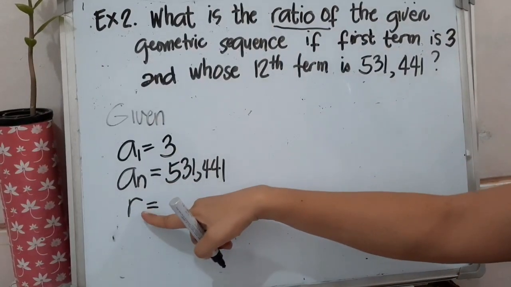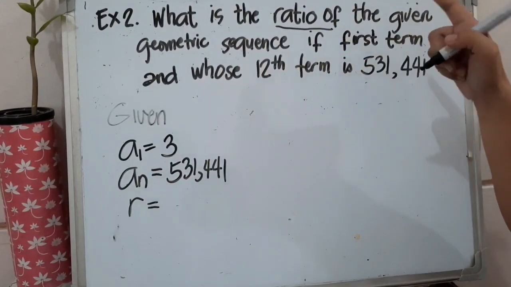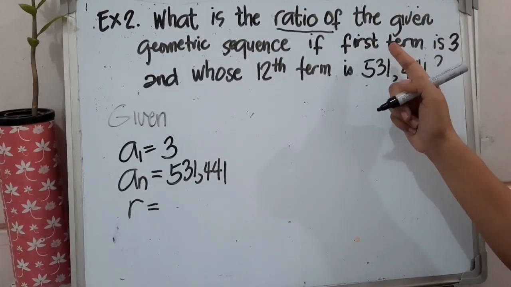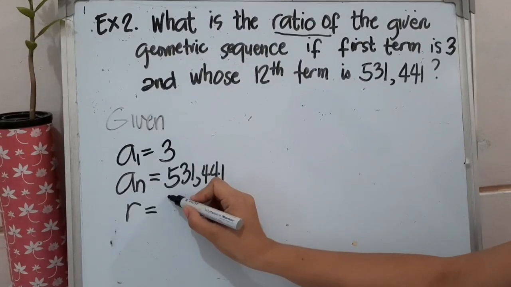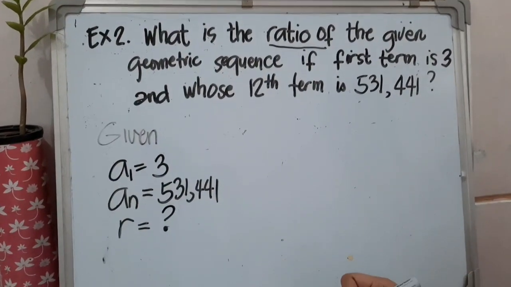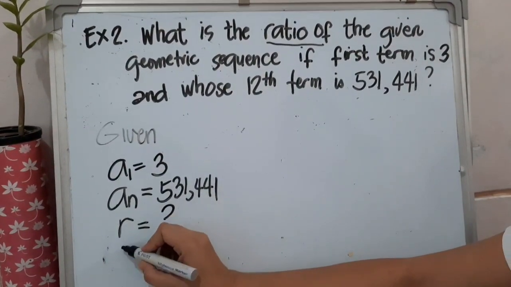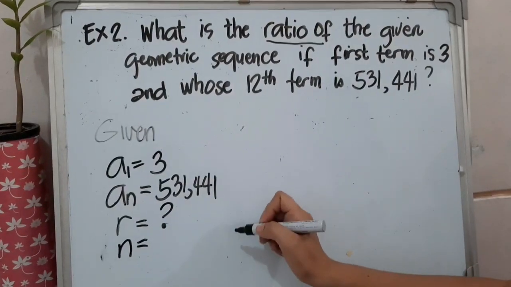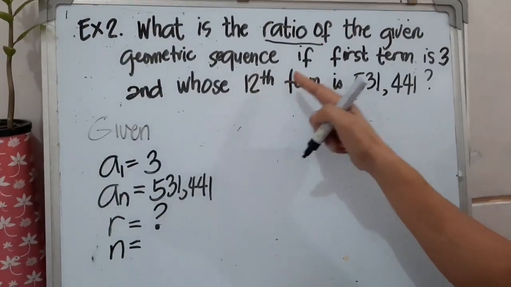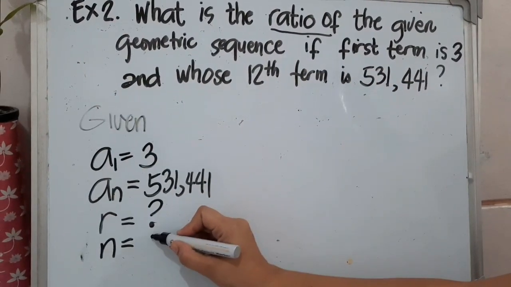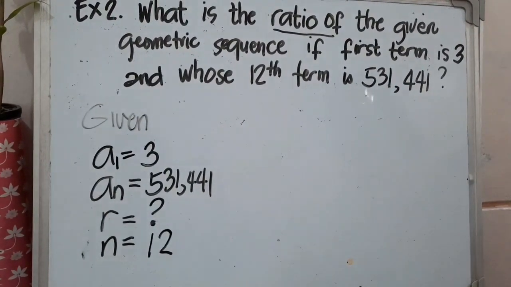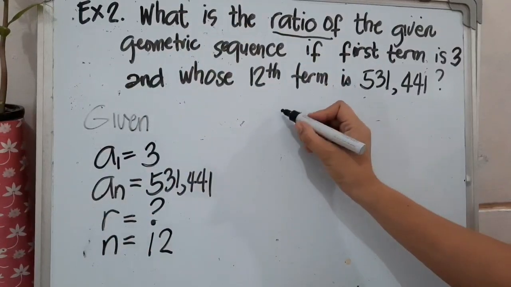A ratio, we can get that one if they do have succeeding terms. Do we have succeeding terms here? We don't have. That's why the common ratio is unknown. Do we have n number of terms? Absolutely. 12th term is our number of terms because that's equivalent to our last term. So n is equal to 12. With this given, we can now apply our formula.